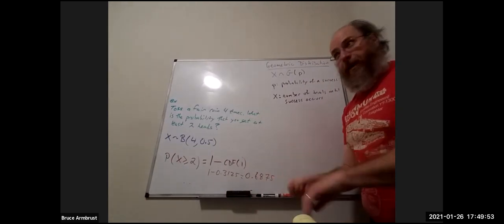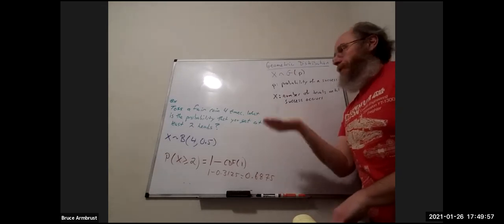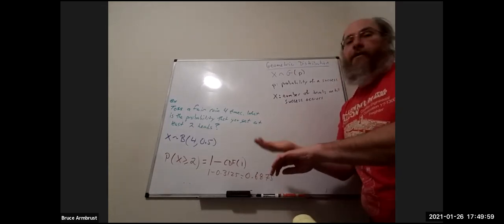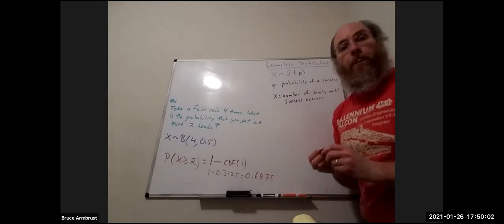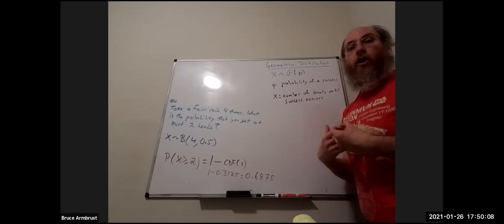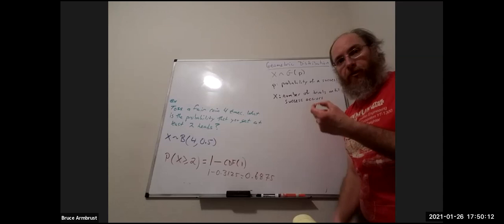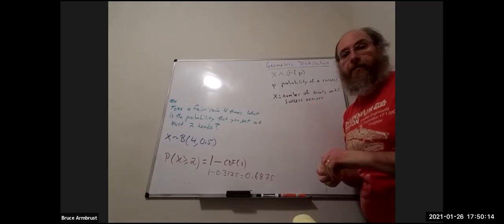4th attempt, tail. 5th attempt, tail. I swear this is an even coin. All right, finally a head. I know, right? So that was 6 times, 6 tosses. So in this case, X would be 6. It took me 6 tosses to get a head.